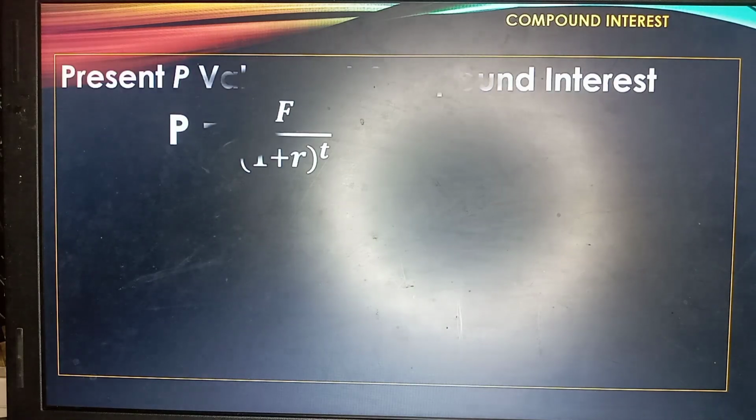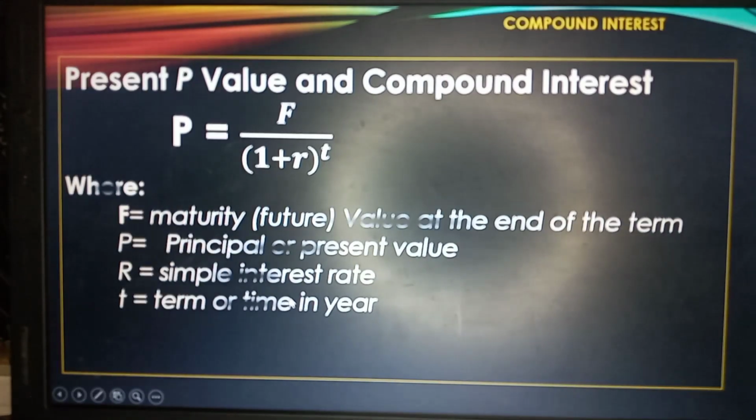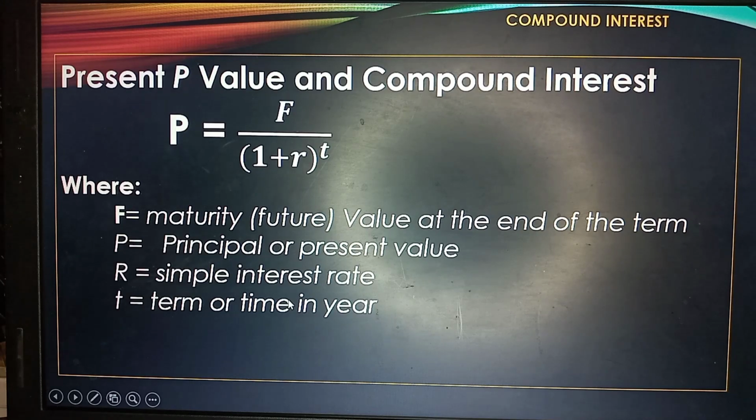Next, how about the present value? Present value in compound interest. The present value is what you pay now, upfront. Meaning, you have a lot of money, and you pay in advance the amount you will deposit in the bank. So the formula for the present value is P equals F over 1 plus R to the T power. Whereas F is the maturity value, P the principal, R the interest rate, and T the term or time in years. That is the formula.